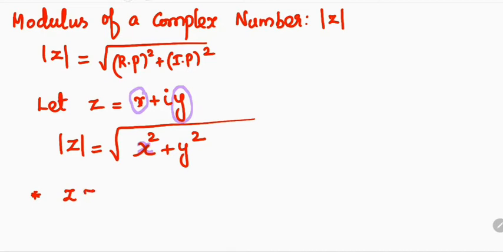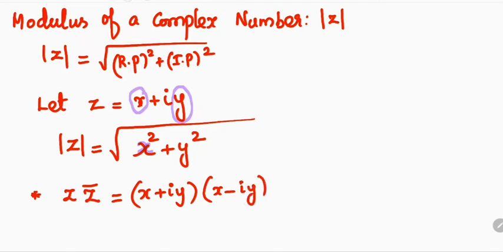So z bar. What is z? It is x plus iy. Z bar is the conjugate of z, that is x minus iy. So when you multiply these two, it is in the form of a plus b into a minus b, isn't it? So what is the algebraic formula? It is a square minus b square.